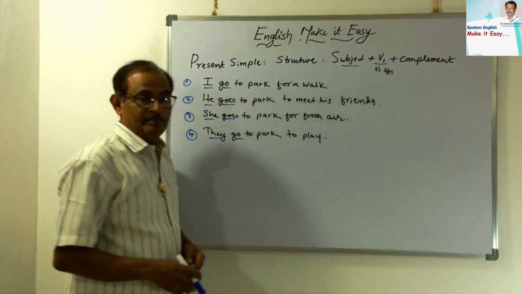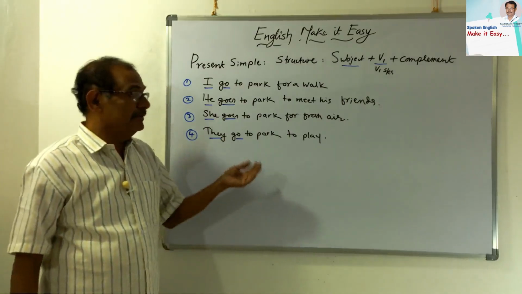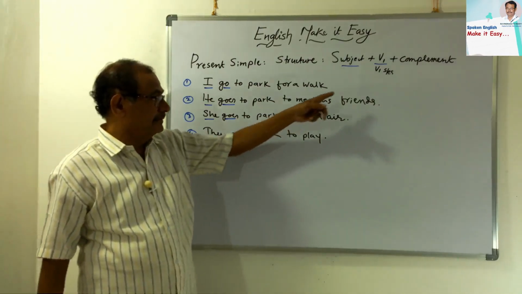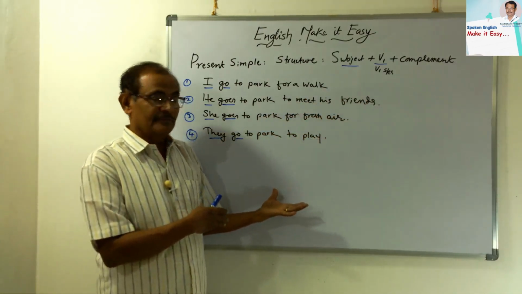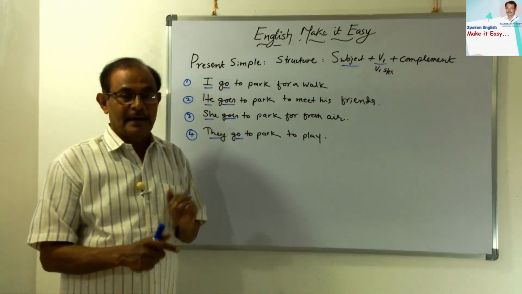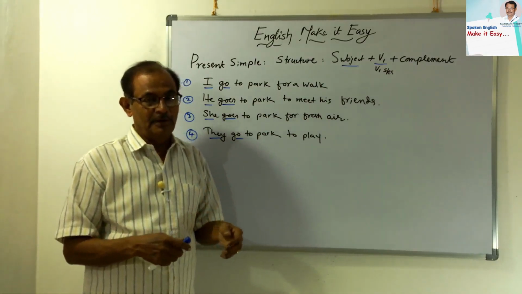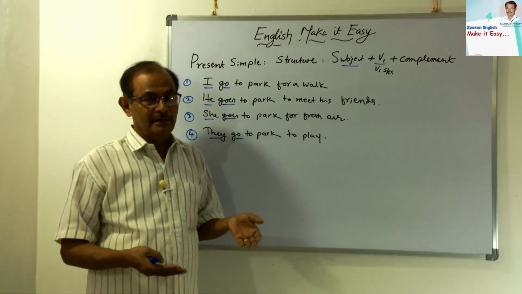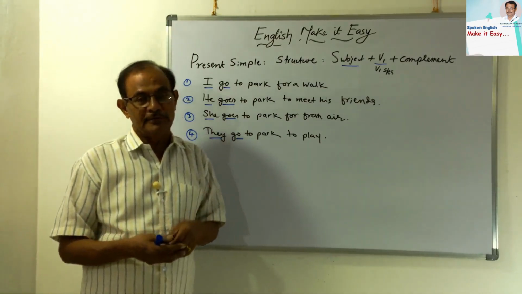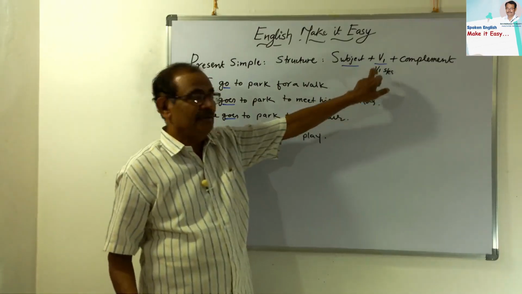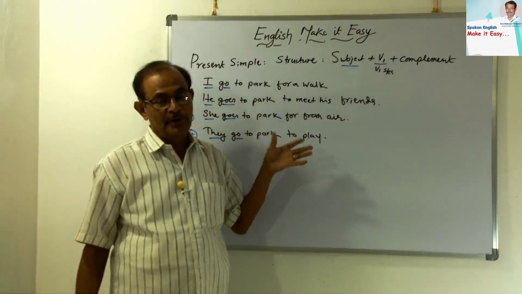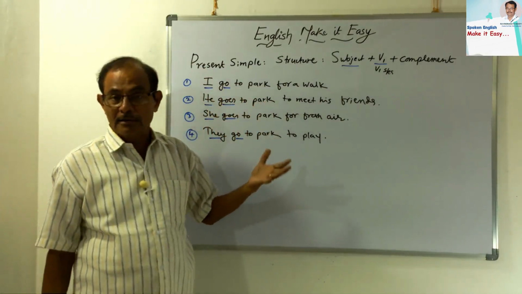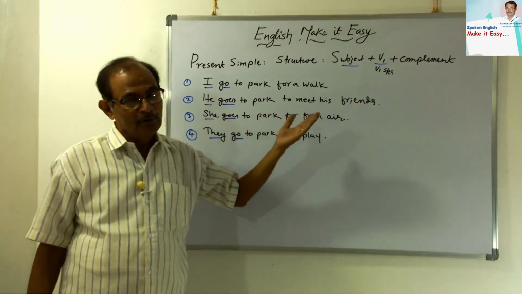Thank you friends. Yes, students, in the previous slide, I have not given any example for the s and es forms. In this slide, you can clearly see and make the difference between plural subjects and singular subjects. I have taken singular subjects as well as plural subjects, and I have shown how this V1 changes in these examples. So let us see. I go to park for a walk. Yes, this we have already discussed.